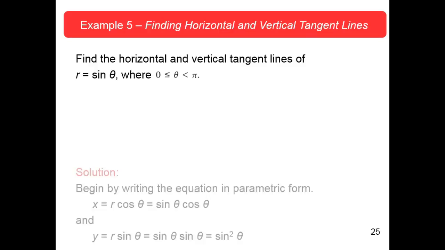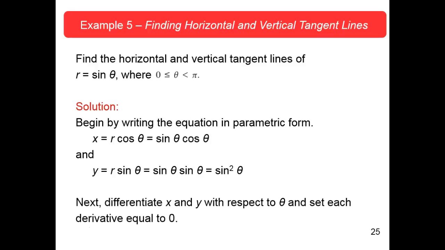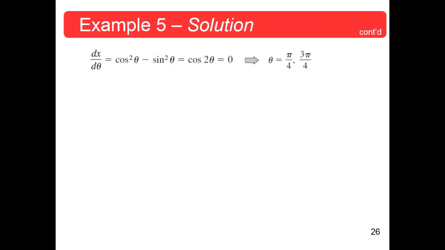Okay. So let's let them draw it for us. Begin by writing the equation in parametric form. x is equal to sine theta cosine theta, exactly what we did, and y is equal to sine squared theta, exactly like we did, only I started with y. Next, differentiate x and y with respect to theta, and set each derivative equal to 0, and that's what we did too.